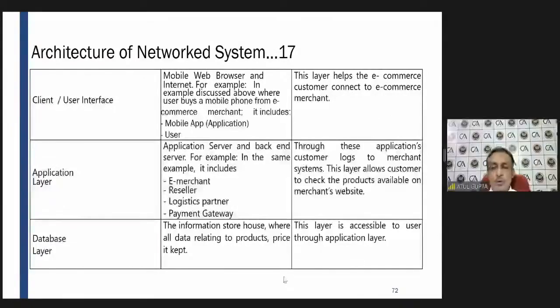I'll request you to go through this. Client user interface: mobile, web browser, and internet. This layer helps the customer connect. Application layer, the backend server, includes the e-merchant, reseller, and logistics partner. This data is brought out by the application layer from the database. Then you have the database layer. The information is stored here. This layer is accessible to the user only through the application layer.